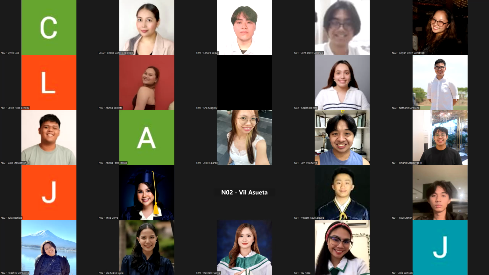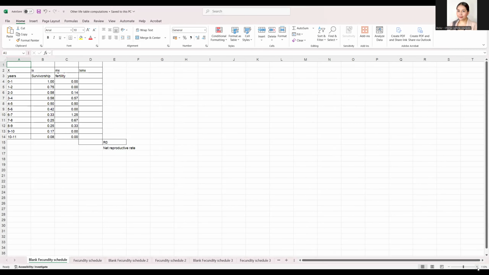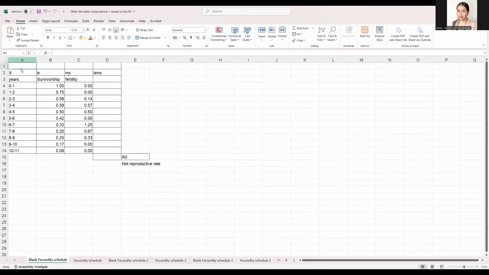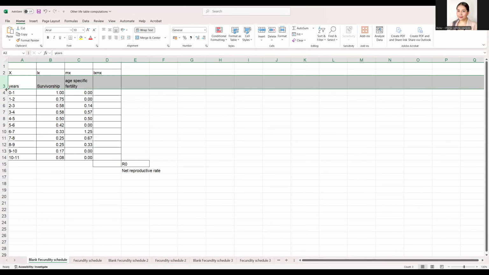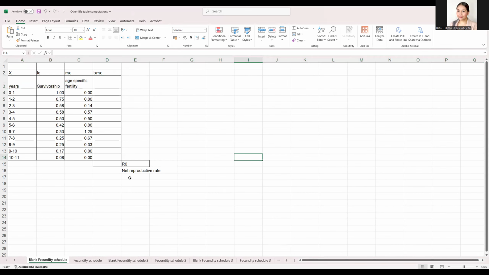Compared to the computations related to the static life tables, the computations for fecundity schedule are a little bit more straightforward. Let me just zoom this in a little bit. As I've mentioned earlier, when computing for fecundity schedule, we get to determine net reproductive rate, which allows us to learn whether a population is expanding or contracting.